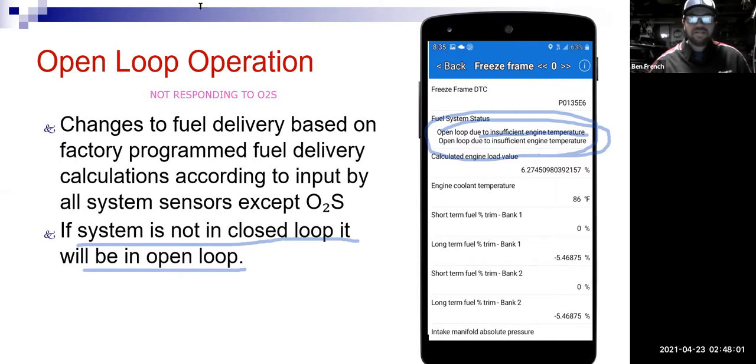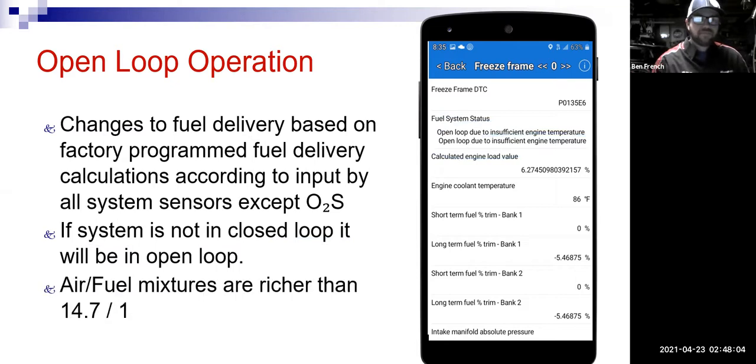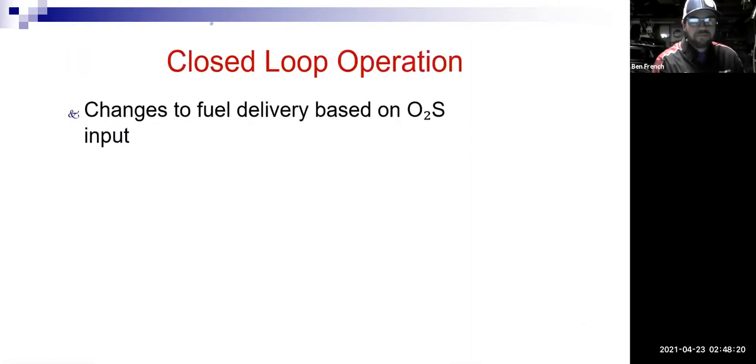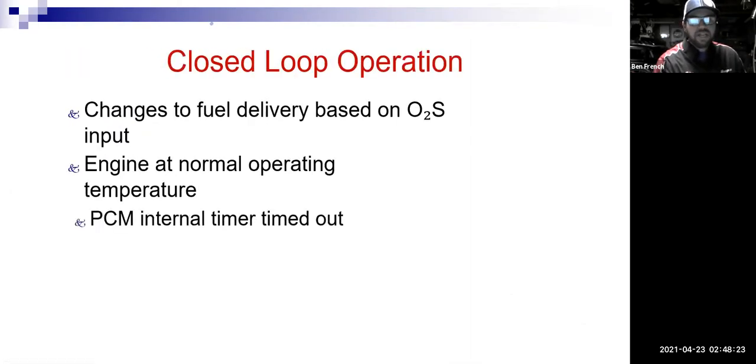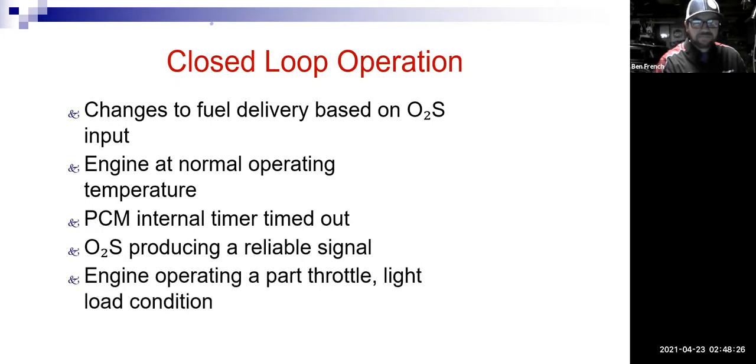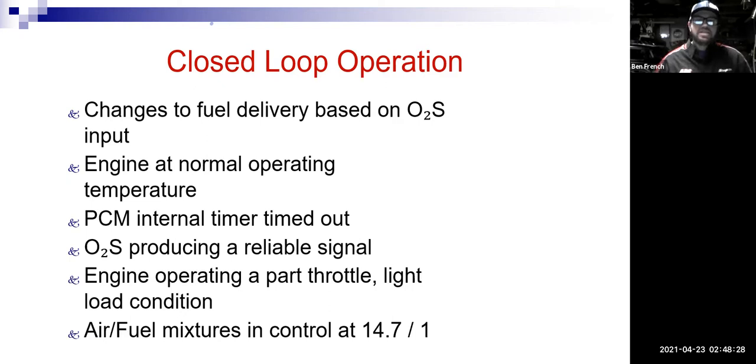Versus, if I clear out these drawings. Oh, one important thing, air fuel mixtures, yeah, they're rich right now, richer than 14.7 to 1, or richer than stoichiometric, we would call that. Okay, closed loop operation then is now we're going to change our fuel delivery based on the O2 sensor. So now we are listening to the O2 sensor. Okay, we're basing what we're doing on what it's telling us.